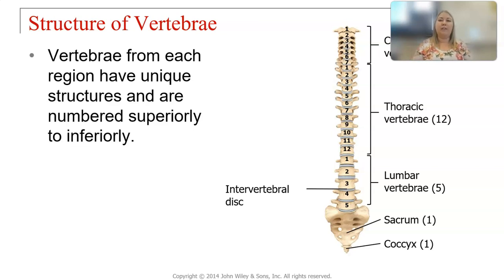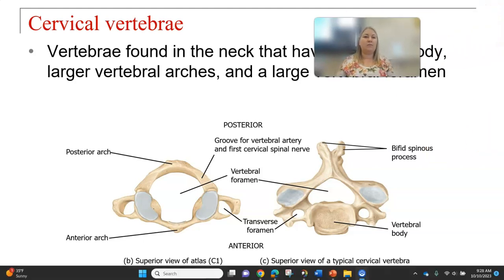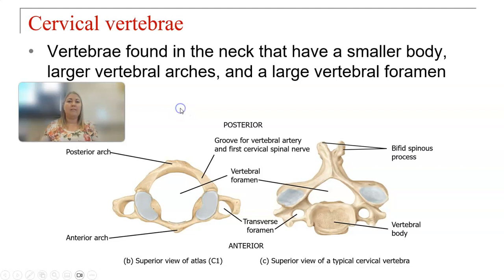So I also mentioned that we number our vertebrae from superior to inferior, and you should be able to recognize the different types of vertebrae based on their shape and their size. So first we have the cervical vertebrae. These are found in the neck. Some characteristics of the cervical vertebrae are going to be a smaller body. Remember that the body is just this part right here. A larger vertebral arch and a large vertebral foramen.